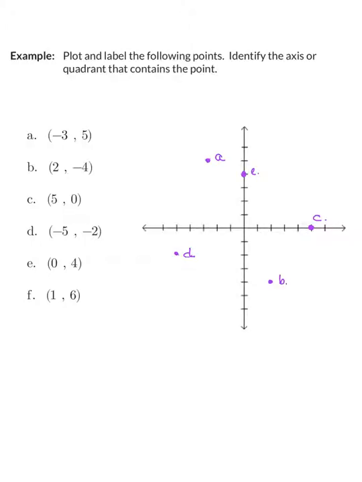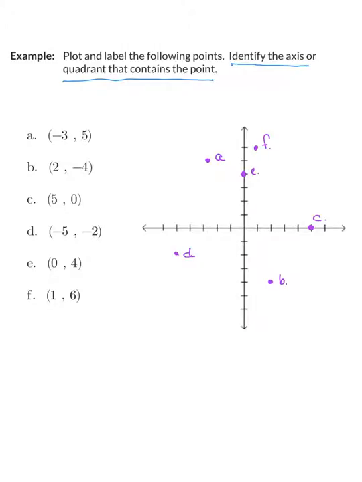And our final example, we want to go 1 to the right and 6 up. So if we go 1 to the right and 6 up, here's 1 to the right, 6 up, will be right there. So that is example F. So now the next thing we want to do is identify the axis or quadrant that contains the point.